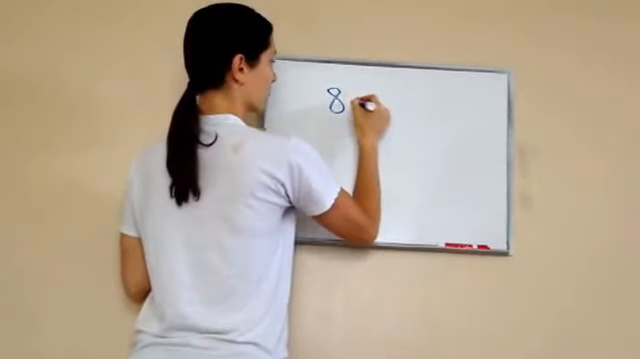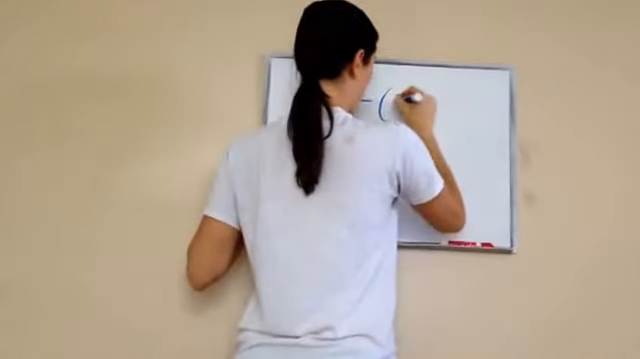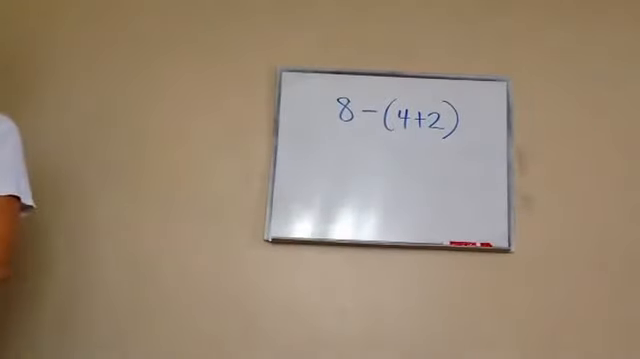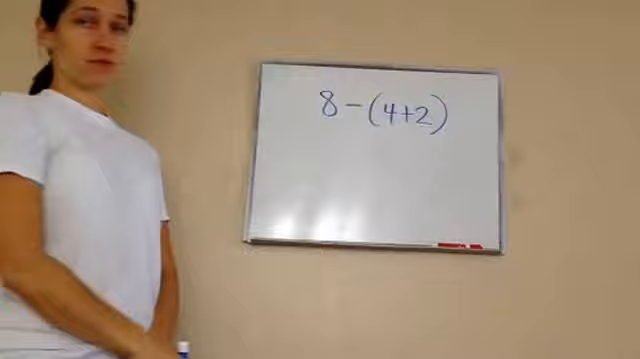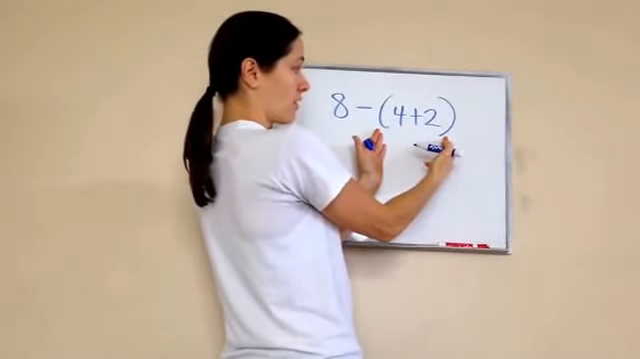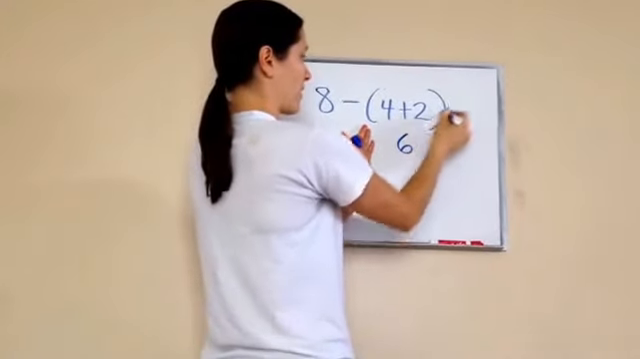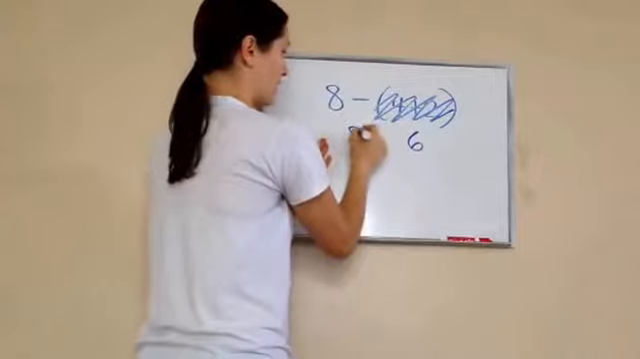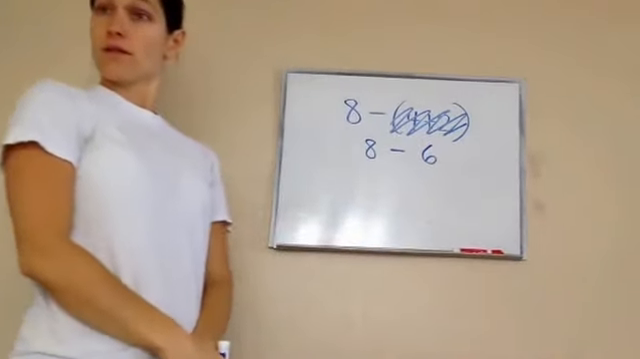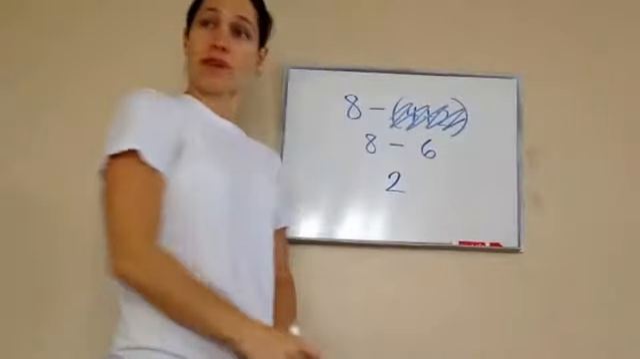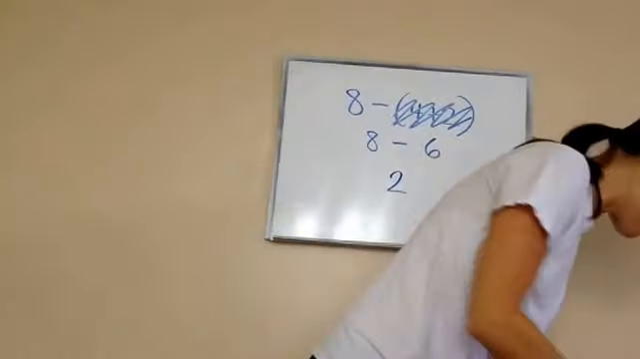I'll let you tell me what to do on this one. All right, what am I going to do first? Use the parentheses. Okay. 4 plus 2 is 6, so I'm going to write 6 right here. Cross out what I've done. Move the rest of this down. 8 minus 6, and your answer would be 2. Excellent. Good job. You understand it pretty good? You sound like you do.